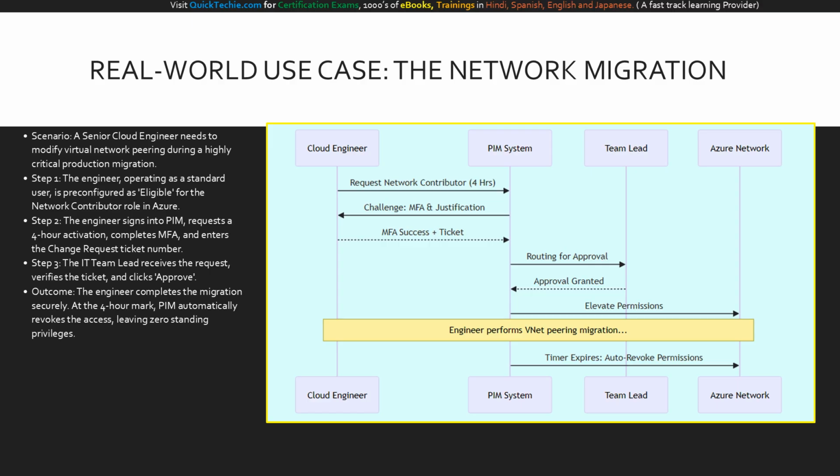Observe the seamless operational security in this final sequence diagram. The cloud engineer requests the network contributor role for 4 hours. PIM immediately pushes back, challenging them for MFA and justification. The engineer succeeds, supplying the change request ticket. PIM routes this to the team lead. Once the team lead grants approval, PIM signals the Azure network to temporarily elevate permissions. The engineer performs the critical VNet peering migration. Finally, at the bottom, the 4-hour timer expires and PIM auto-revokes the permissions. Maximum productivity, zero lingering risk.